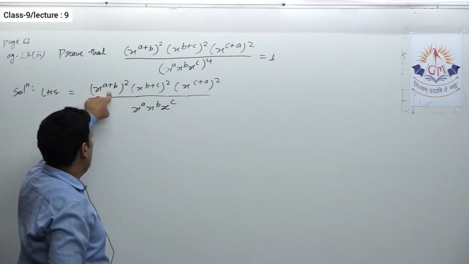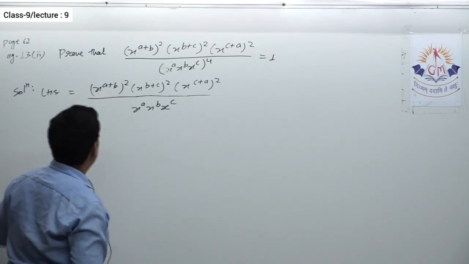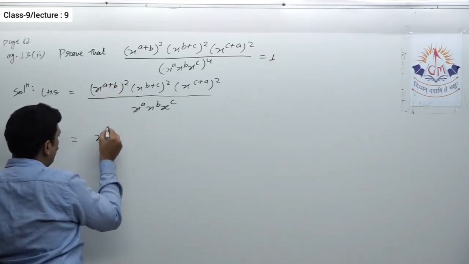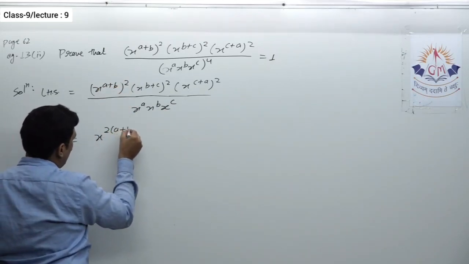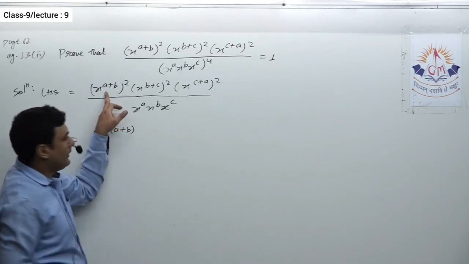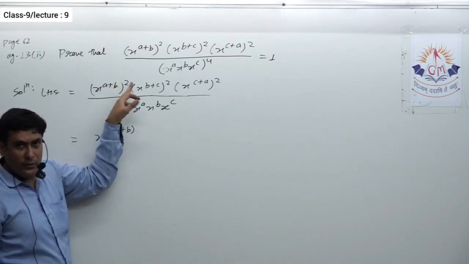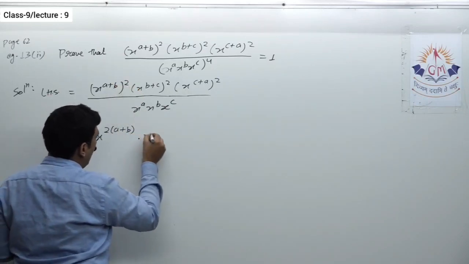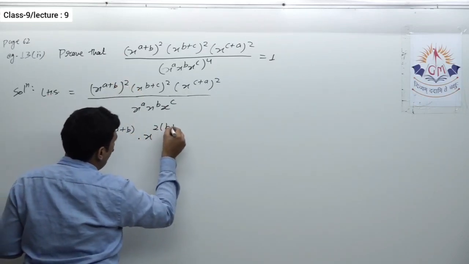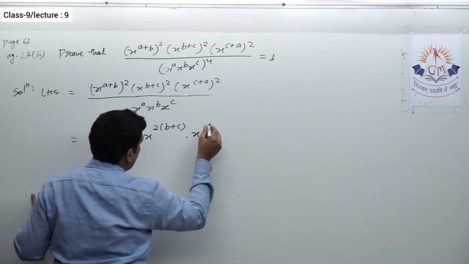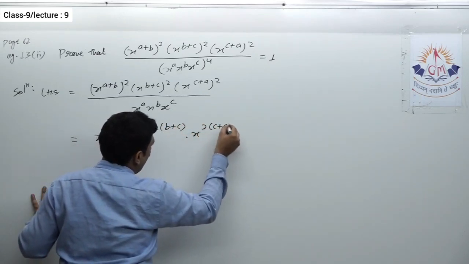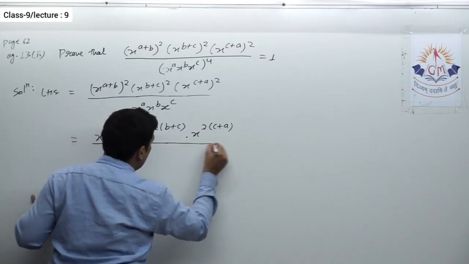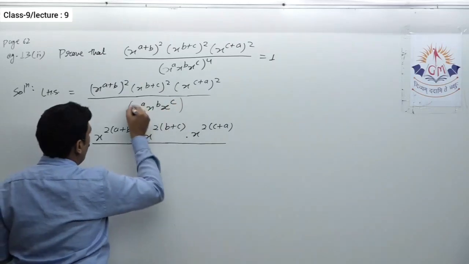x raised to a plus b whole square. Okay, so here there is a power to the power. So I can write x raised to 2 into a plus b as it's a power law. So I'll multiply the powers. So a plus b will multiply with 2. Then x raised to 2 into b plus c. Similarly, x raised to 2 into c plus a. Okay, now over here it is c, over here it is 4.